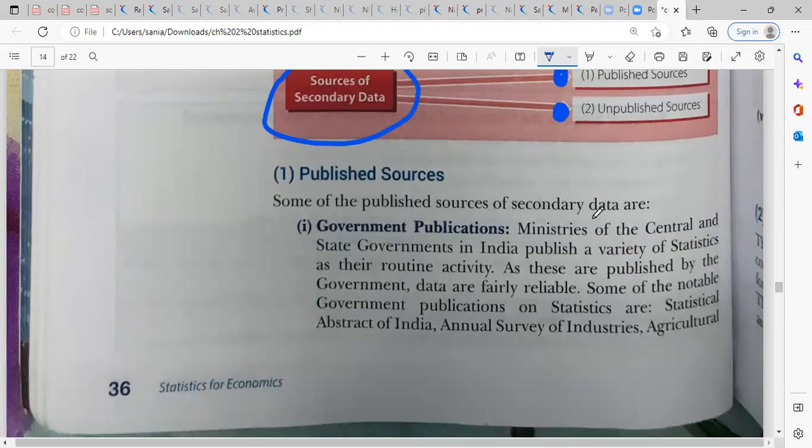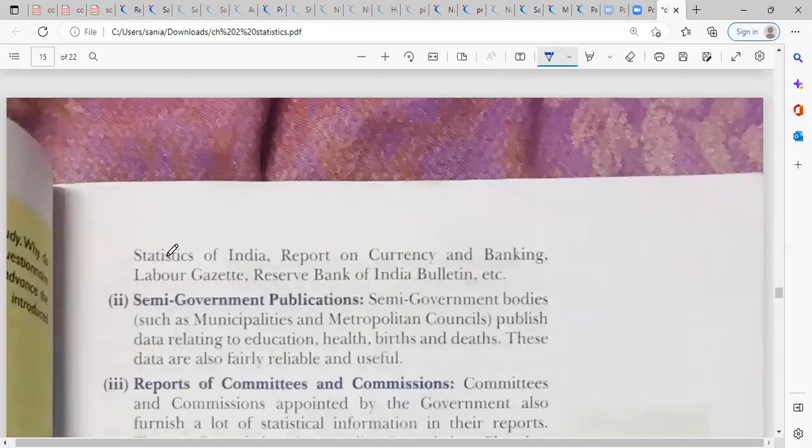Some of the published sources of secondary data are, first, government publications. Ministries of the central and state government in India publish a variety of statistics as their routine activity. As these are published by the government, the data are fairly reliable. Notable government publications include Statistical Abstract of India, Annual Survey of Industries, Agricultural Statistics of India, Report on Currency and Banking, Labour Gazette, and Reserve Bank of India Bulletin.